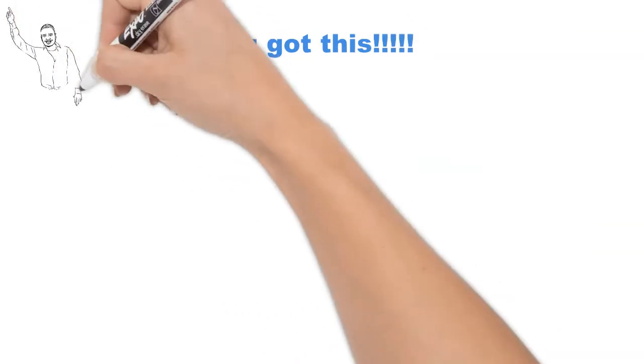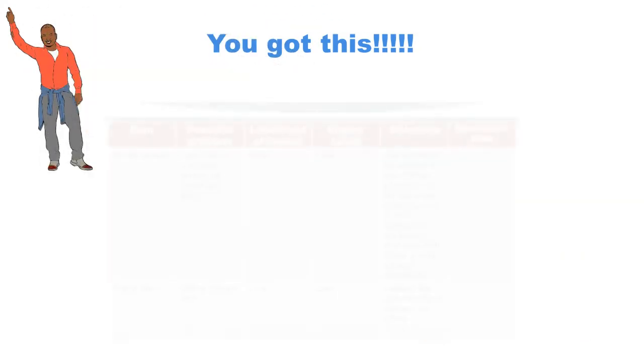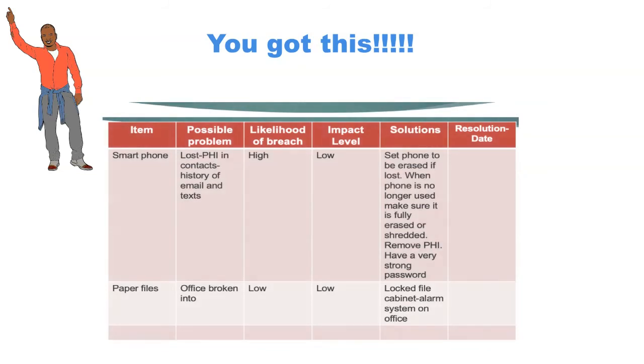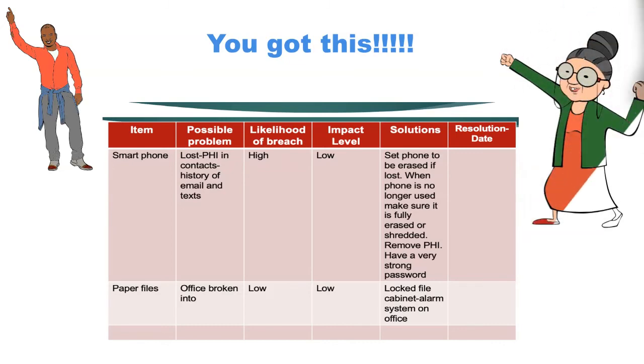This is what a security risk analysis form might look like for you. And you got this, you can do this. So what item is it? What's your potential problem? How likely is a breach? What can you do to fix it? How much information can be out there? And dates when you do fix it.